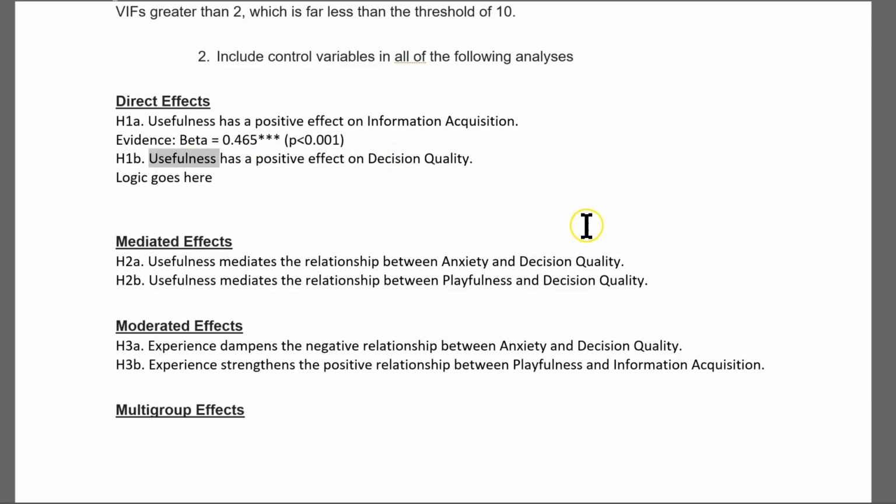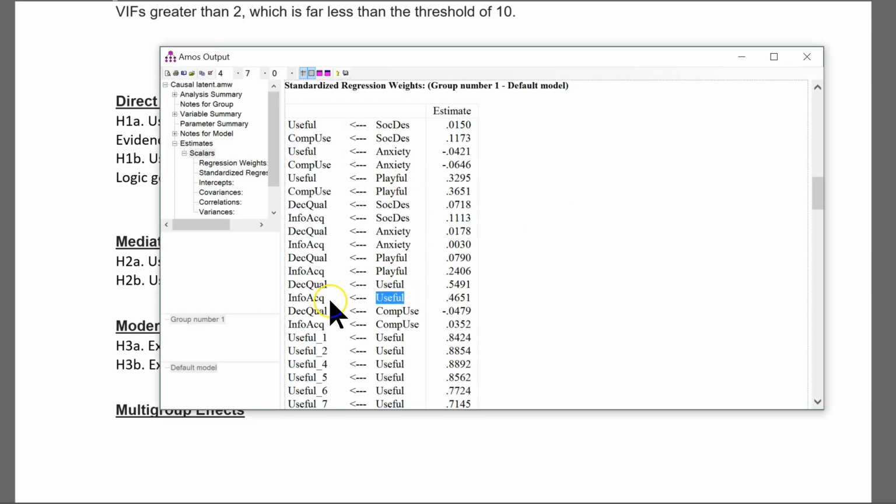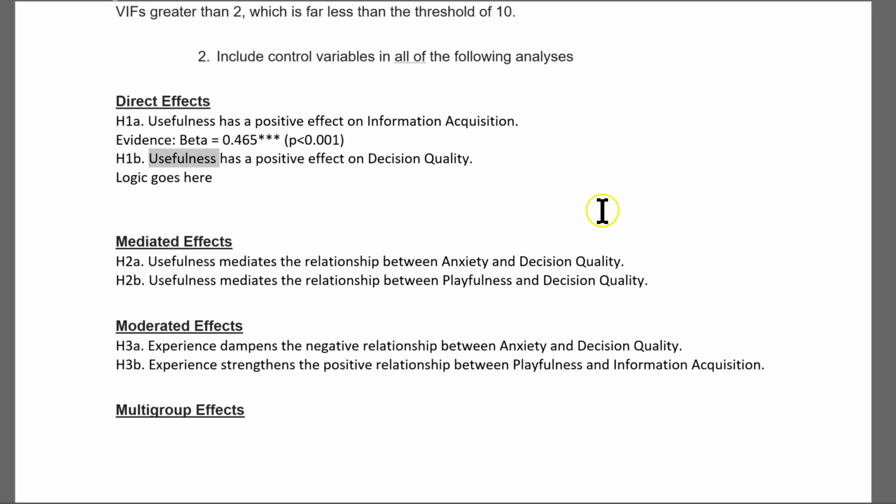Usefulness has a positive effect on decision quality. Let's see if that's correct, or at least supported. Usefulness on decision quality is 0.549, which is very strong, most likely. Evidence is, let me just copy this.